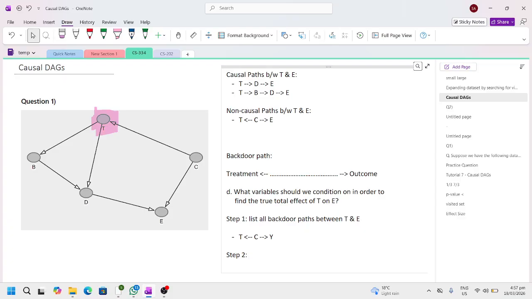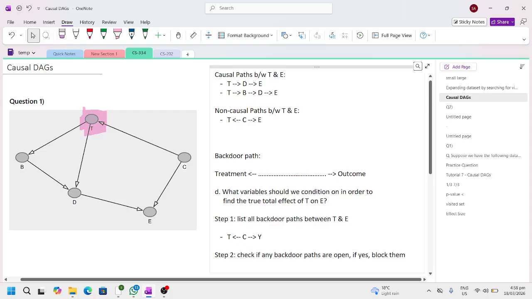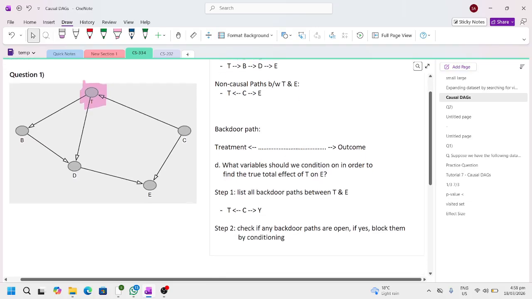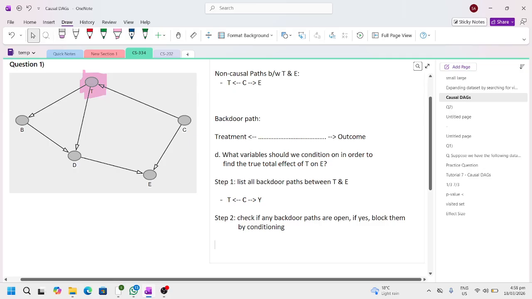The second and the final step is to check if any backdoor paths are open. If yes, block them. And how do you block them? You block them by conditioning. All right. Is this backdoor path open or not?